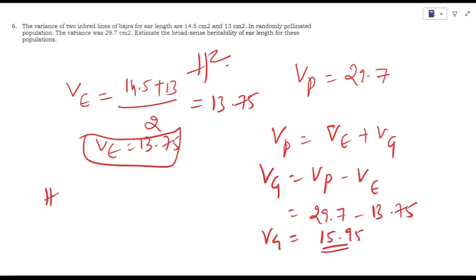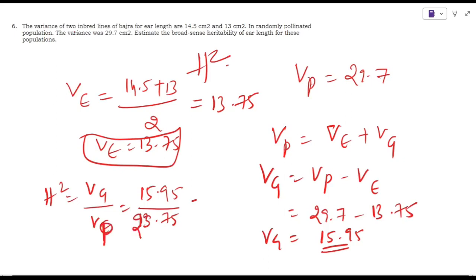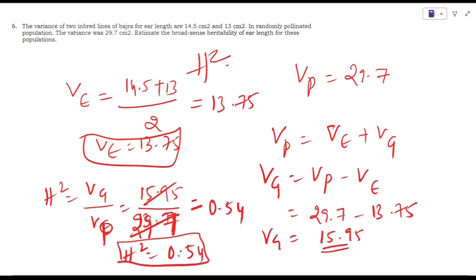After that, you need to calculate broad sense heritability. H square is equal to VG divided by VP. VG is 15.95 divided by VP 29.7. Sorry, pardon me, it is VP, not VE. VG by VP, the value is 29.7 here, and if you calculate that, the value will be 0.54. So if broad sense heritability is equal to 0.54, it is influenced by both environment and genes here.